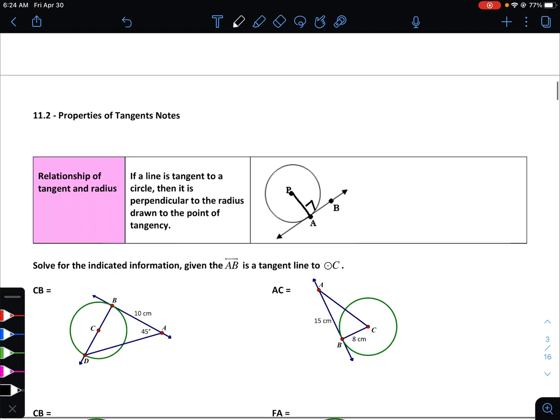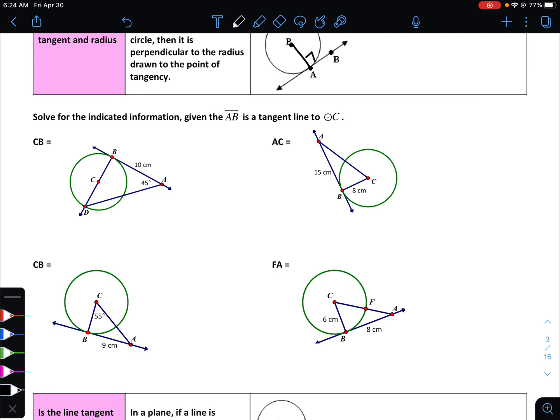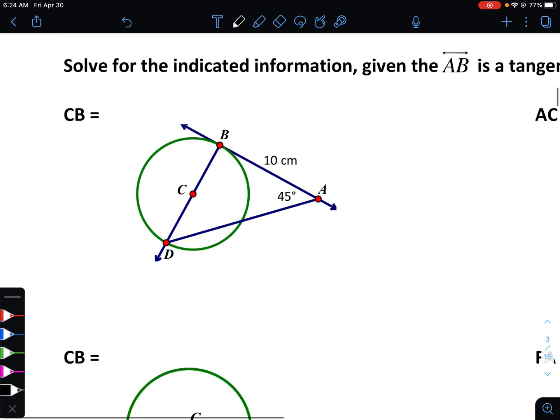So let's talk about how we can use that to solve for some given information. So looking at each of these examples, we're going to be given that the line AB is tangent to circle C, and we'll solve for whatever it is that they want us to solve for. So let's start with this first example. So we're given line AB, which is 10 centimeters, and we're given our radius CB, and we know that these have to be perpendicular.